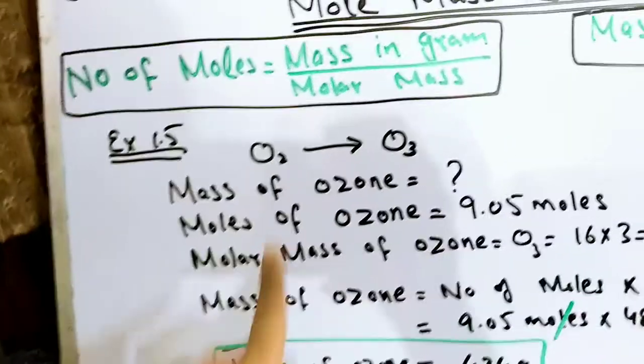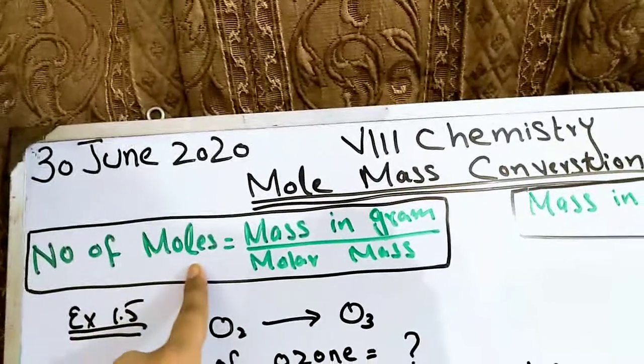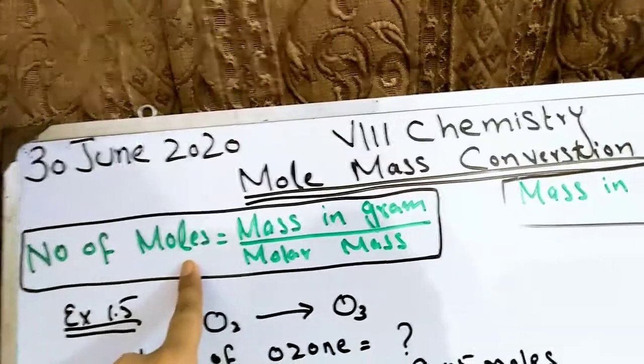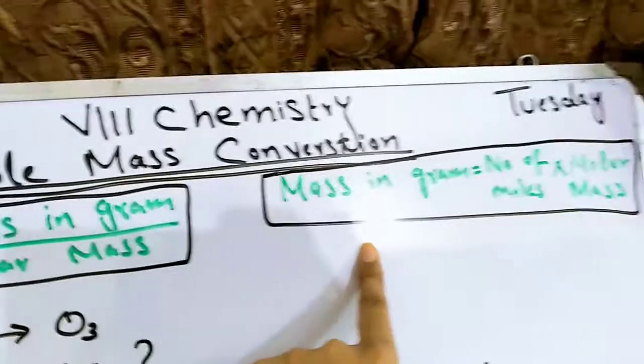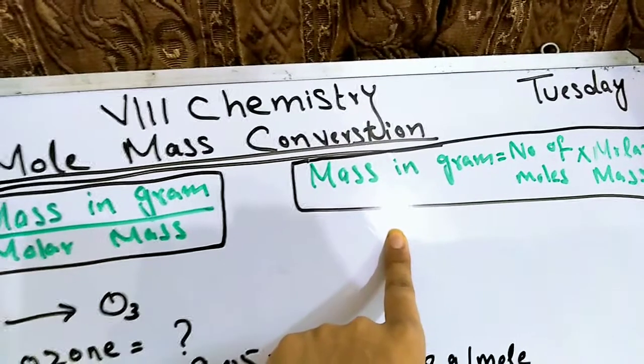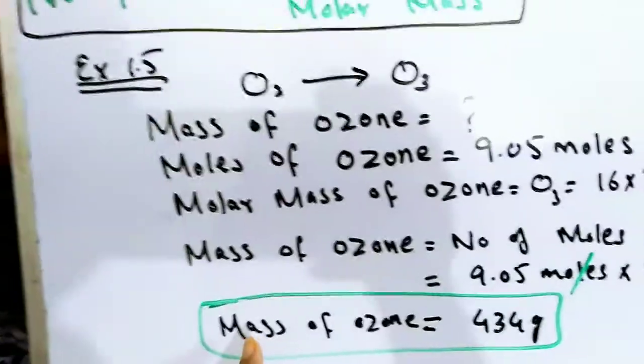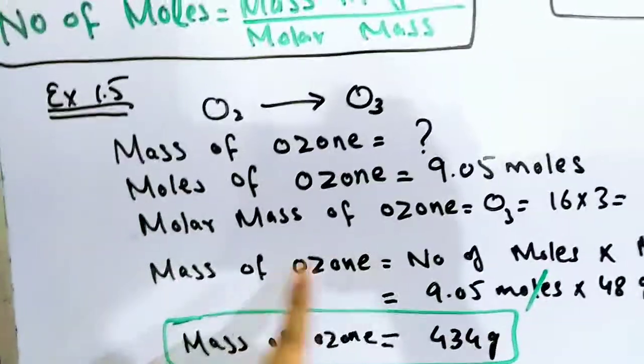Now mass in gram we have to find out. So which formula can we use? In the first formula the number of moles is unknown when mass in gram is given. Now we will apply the second formula, where mass in gram is unknown and number of moles is given. In this question, mass in gram is unknown and number of moles is given. So we will use this formula: mass of ozone is equal to number of moles into molar mass.